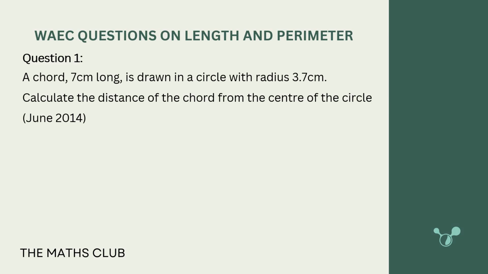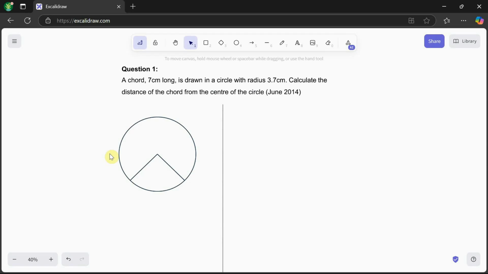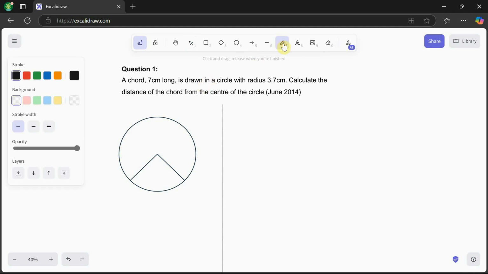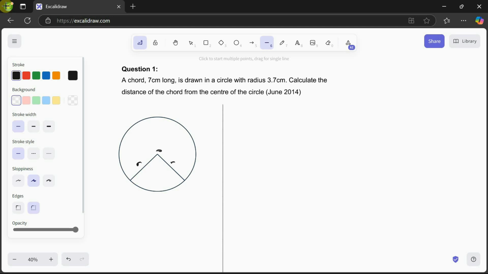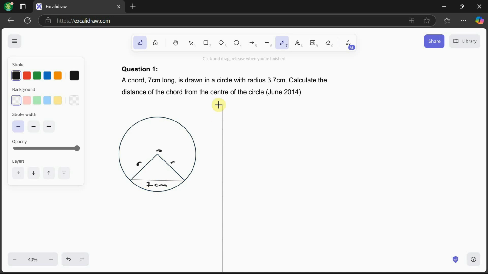Welcome back. Let's solve it together. So we have this our circle, and these are our radius. This point is O. It says a chord 7 cm long, so we need to draw a chord, right? We've talked about what the chord is. So this is the chord. Let's say this is the 7 cm long chord, and it's drawn with the radius of 3.7, so r is equal to 3.7.